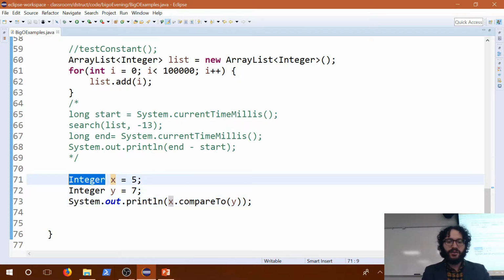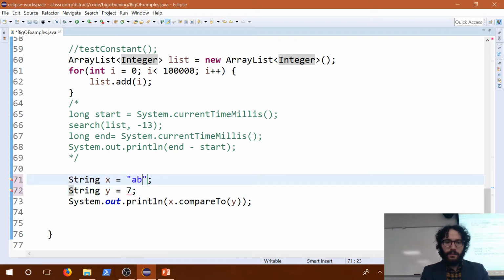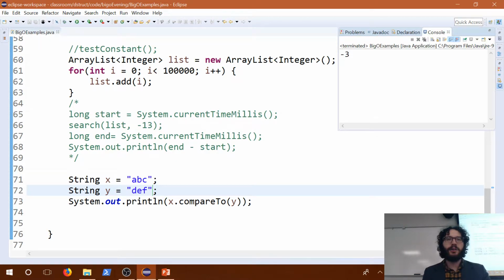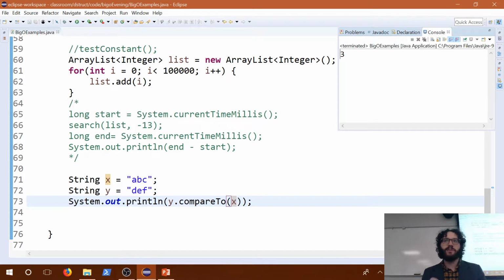For instance, strings have orders. String x and y, they have an order to them. Right? They have alphabetical ordering. X in this case, which is ABC, comes before DEF. So that's going to return -3, a negative number. Okay? Weird. I don't precisely know what the rule for strings is, but if I do y compared to x, reverse that order, it will return a positive number because DEF comes after ABC. So it returns a positive number if it comes after.